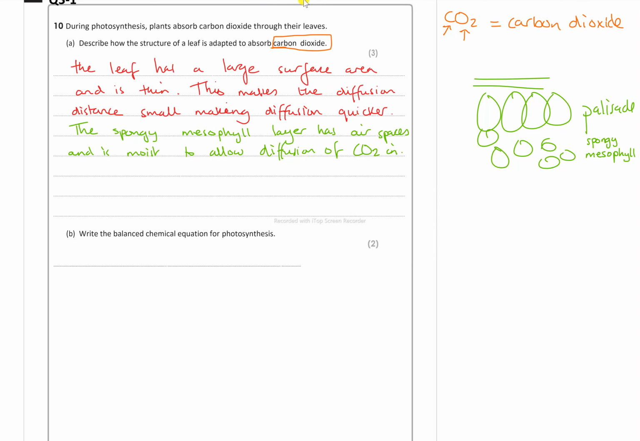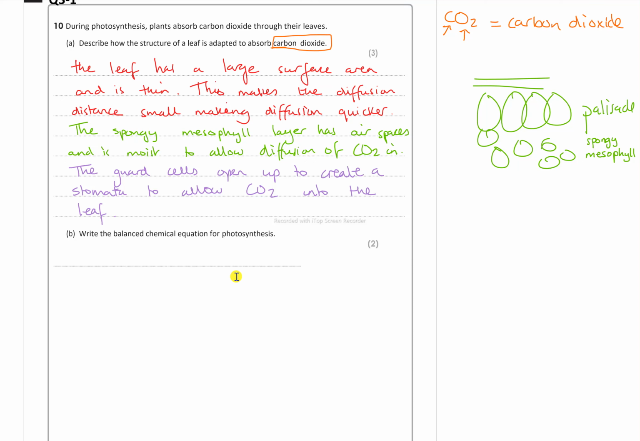Right, and the last bit is the guard cells. The guard cells open up to create a pore or a stomata to allow CO2 into the leaf. Yeah, so it's absorbing it. That's it, that'll do it.